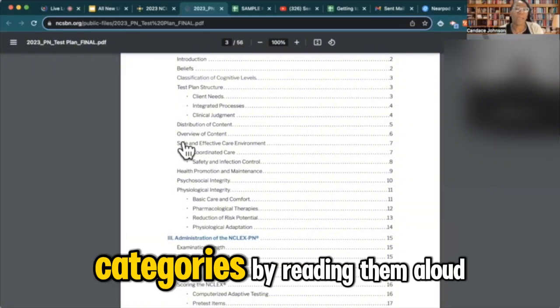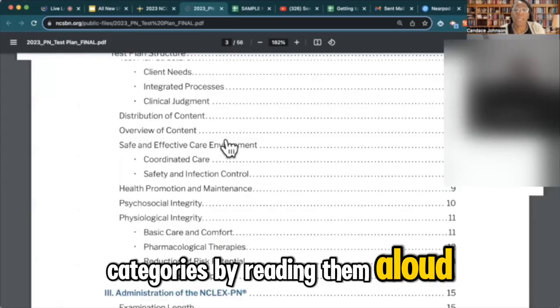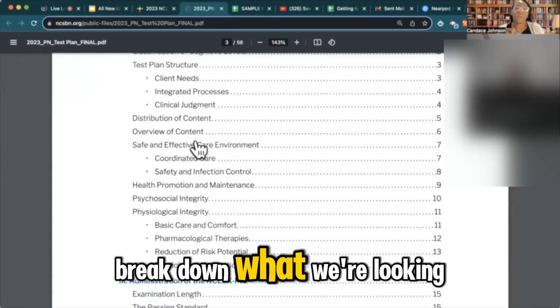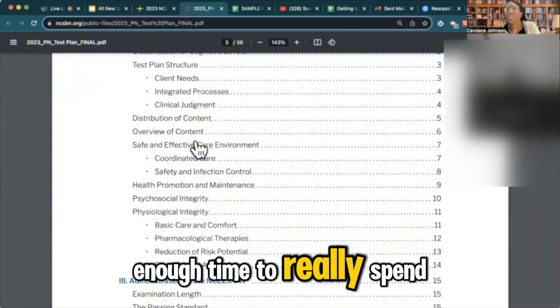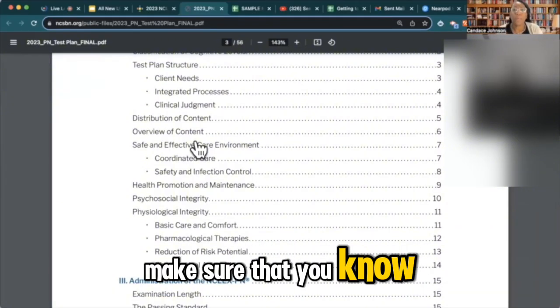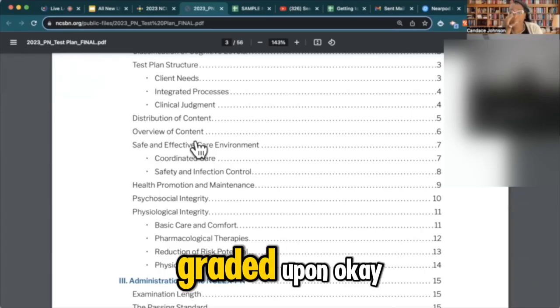I'll point out the categories by reading them aloud for you. And then I'm going to click on one of them and we're going to break down what we're looking at. I don't have enough time to really spend on all of them, but I just want to make sure that you know the categories you will be graded upon.